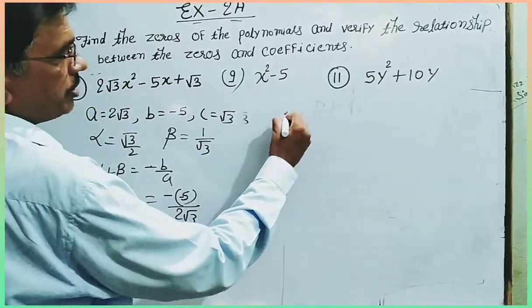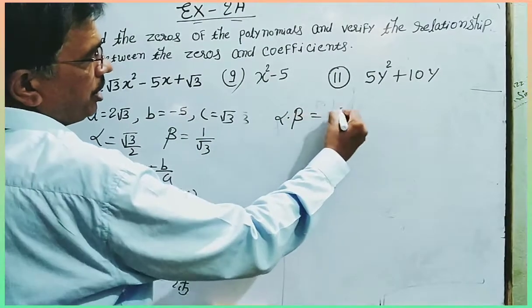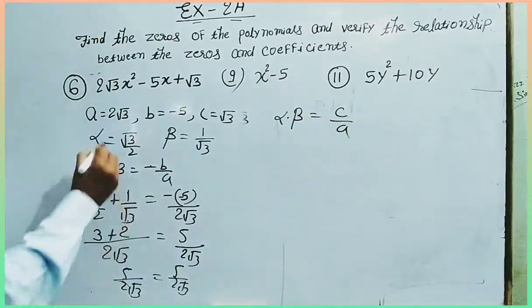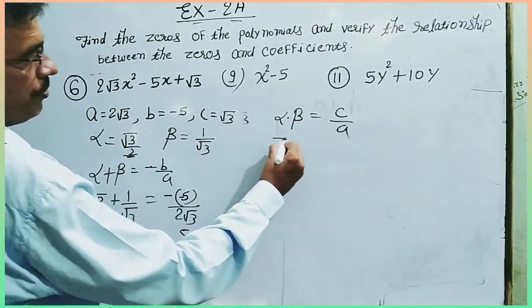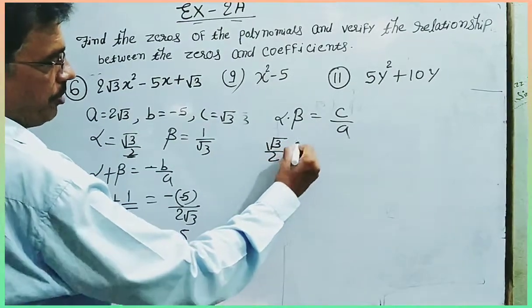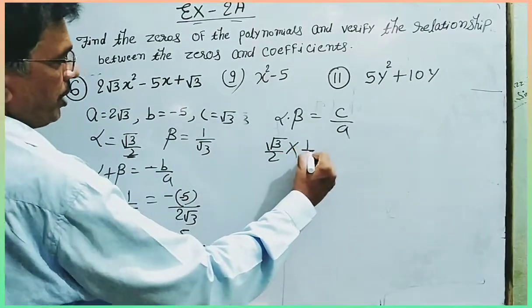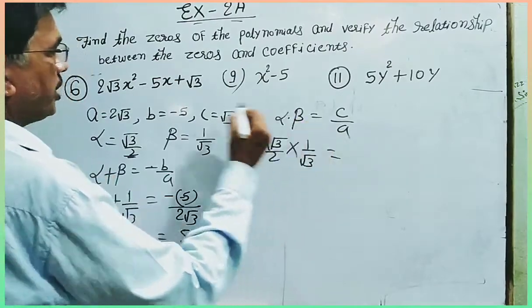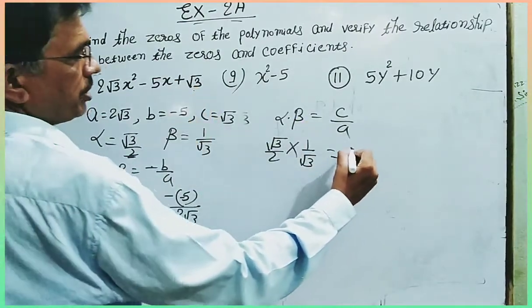Now write the product of the zeros, that is alpha into beta is equal to c by a. What is alpha? Root 3 by 2. What is beta? 1 by root 3. What is c? Root 3.